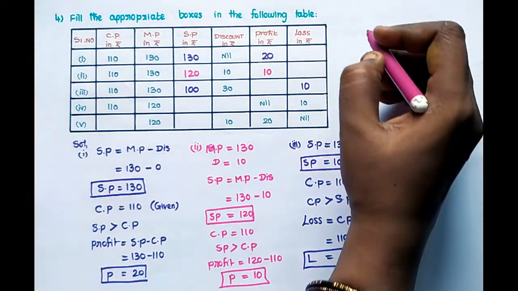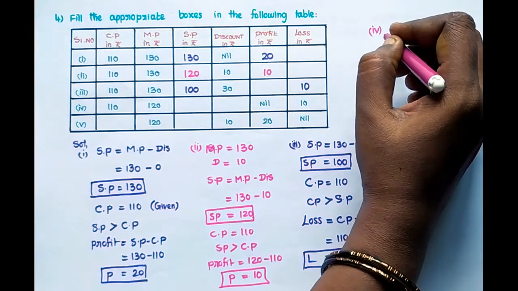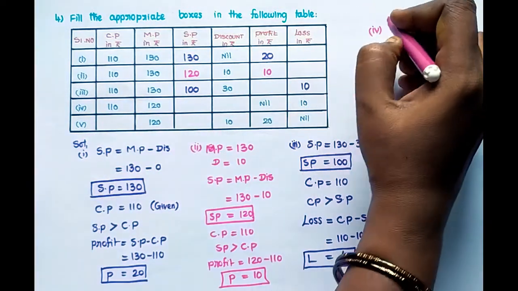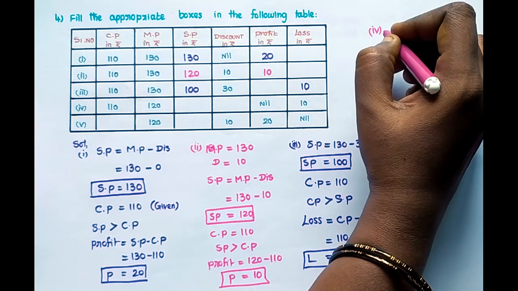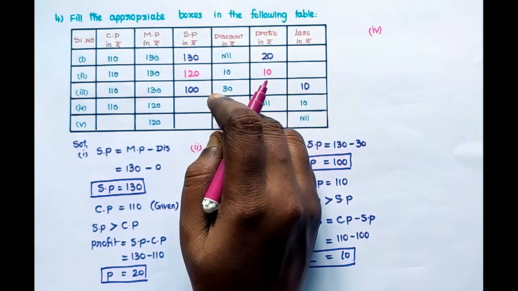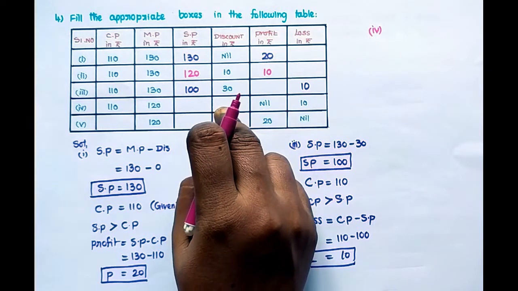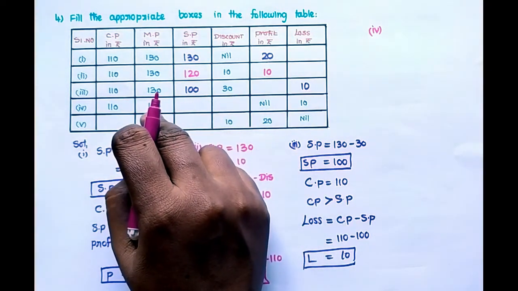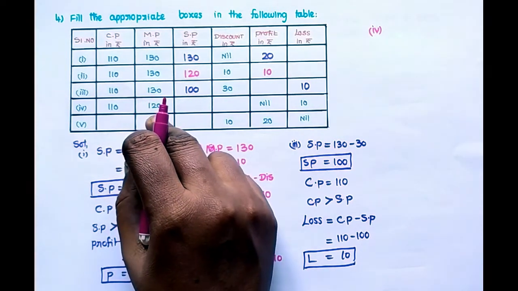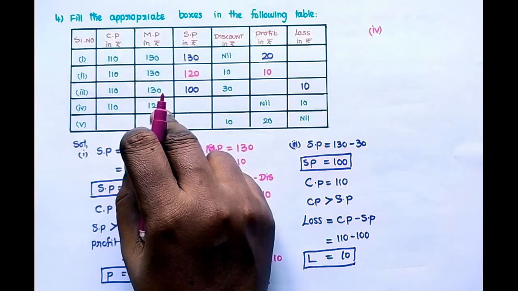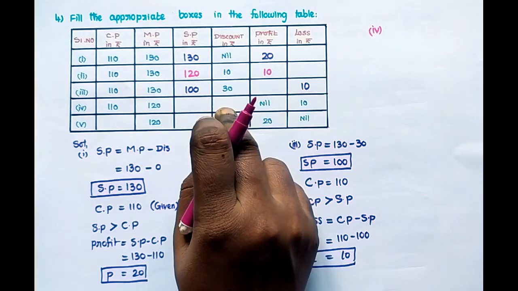Next one, fourth. Mark price equal to 120. They have not given anything in discount. So nothing is there. So 120 is the mark price, that is equal to selling price also. So selling price is greater than cost price. Here we find out the discount.